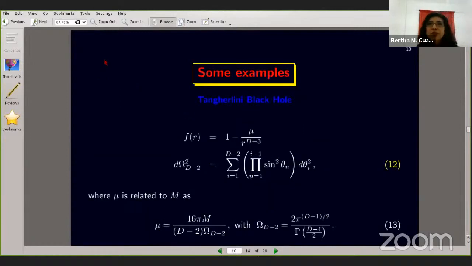So our first example is the d-dimensional Tangerlini black hole. In this case, the metric coefficient is given by this expression, and the angular part of the black hole can be written in this compact way. This parameter mu of the Tangerlini black hole is related to the physical mass of the black hole through this equation, where the volume of the angular part is given by this other equation here. Now, what we are going to do is to calculate first the things from the shadow side, and then the things from the quasi-normal frequency side.